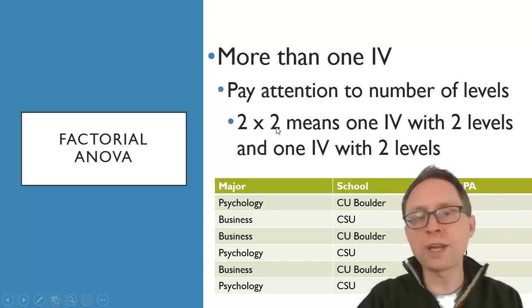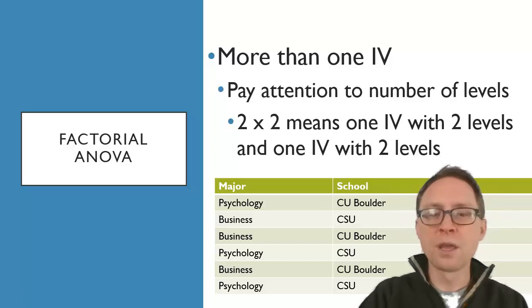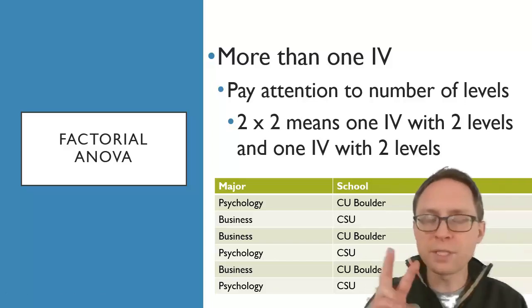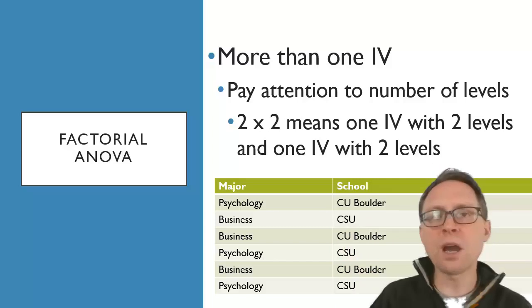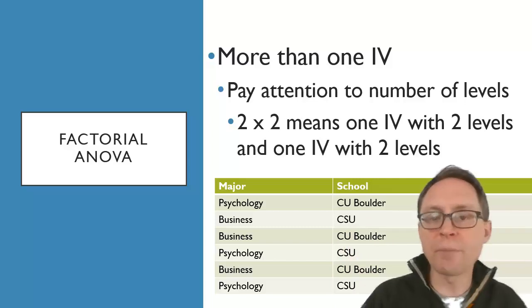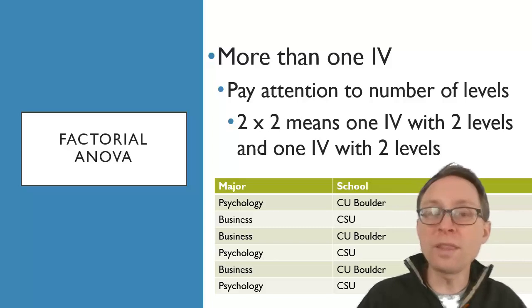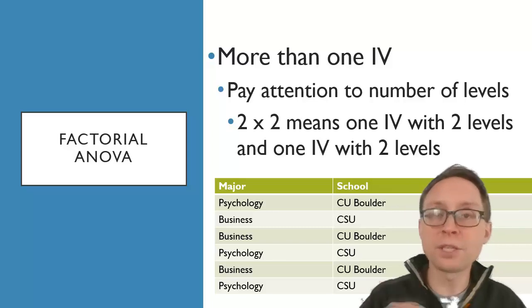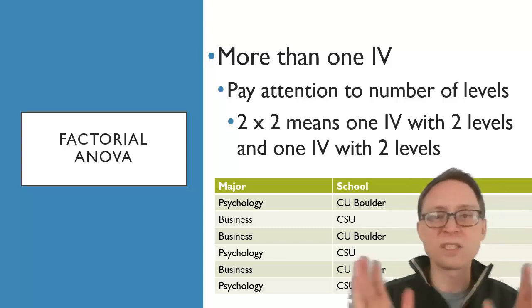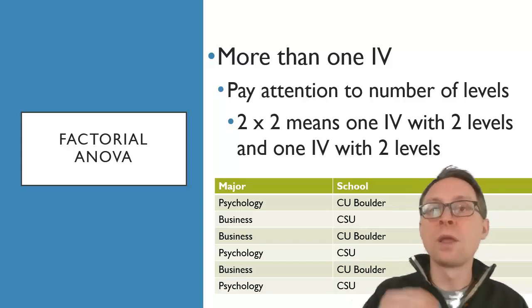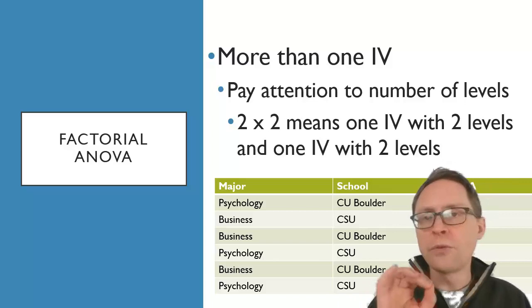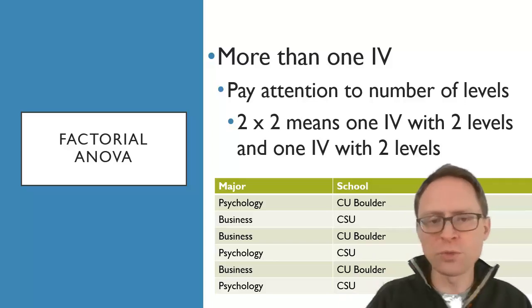The reason why you do a factorial analysis of variance is because you don't want to just do two separate t-tests. You want to see how these mix together. Let's say that I think that being a psychology major means that you're going to have a better GPA. But I only think that's the case if you're at CU Boulder. I think at CSU, it doesn't matter if you're a psychology major or a business major. I think it only happens when you're at that school.